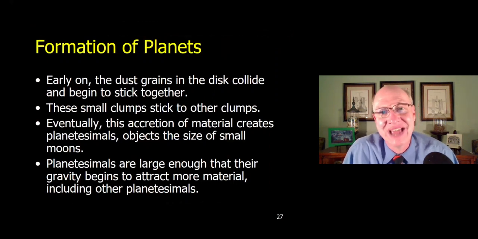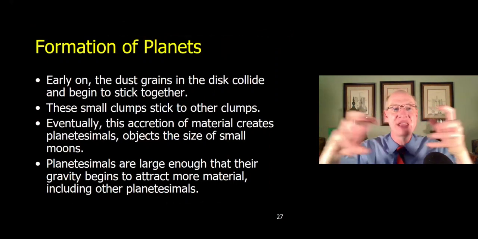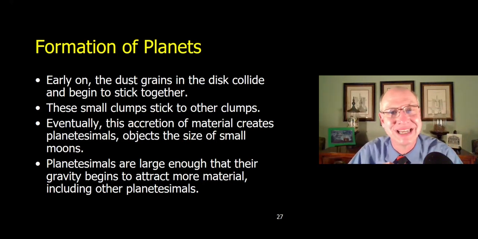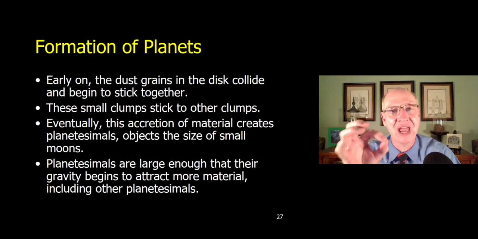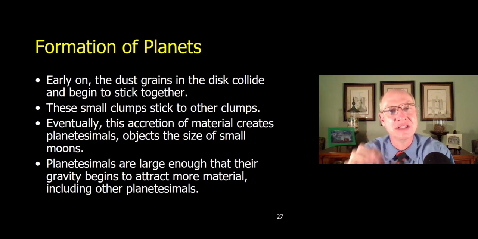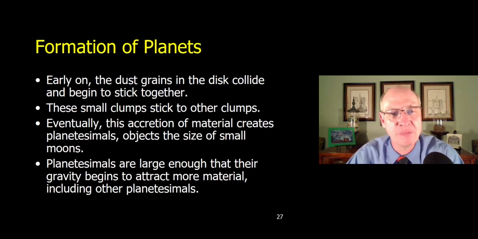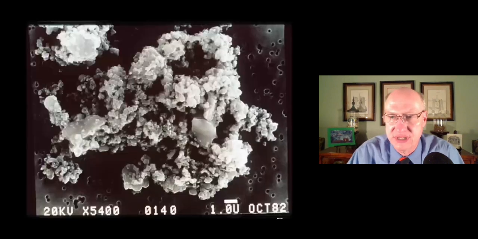So early on, these little tiny dust grains are so complex that when they collide with another dust grain, they often stick together. And they eventually form little clumps of material, and those clumps stick to other clumps, and this continues building up. So we start with little tiny grains of dust, and they collide with other grains of dust to make bigger clumps. Those bigger clumps collide with other clumps to make even bigger clumps. And this keeps going on until they get to the size of what we would consider today to be asteroids. We call them planetesimals, objects that are the size of small moons in our solar system today.